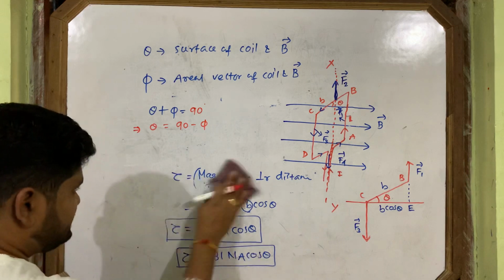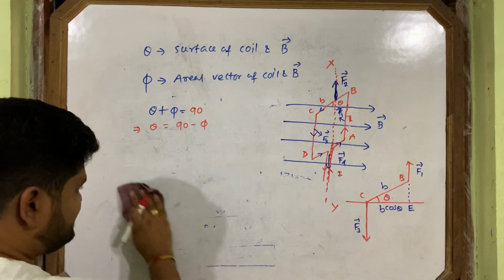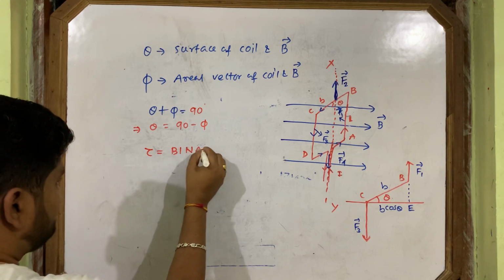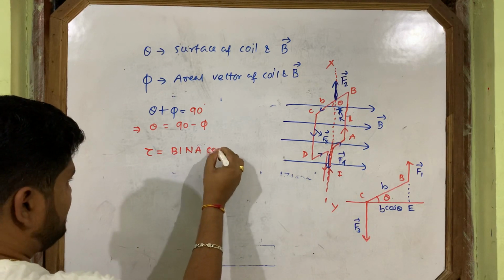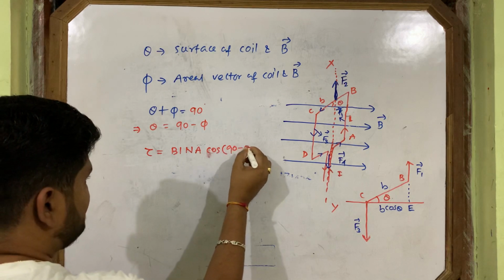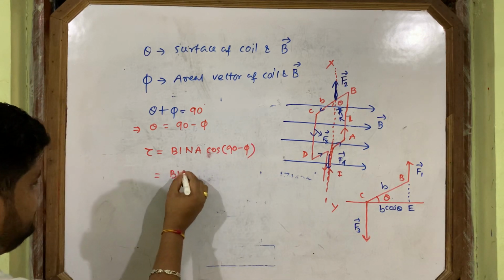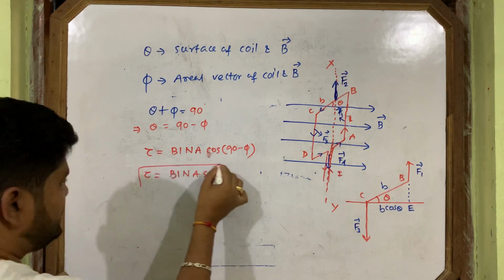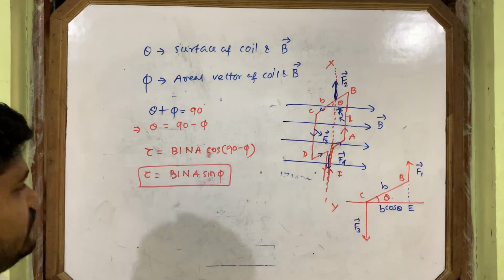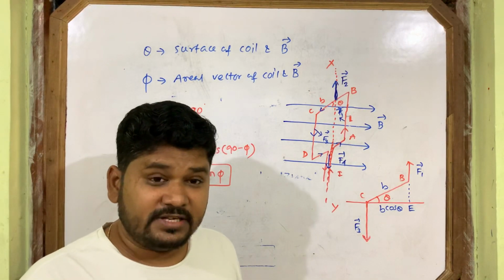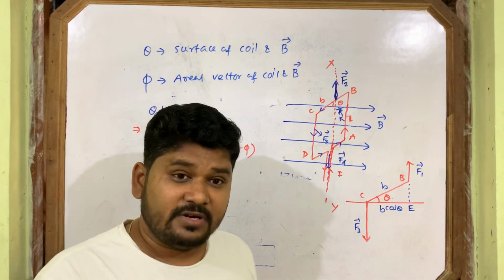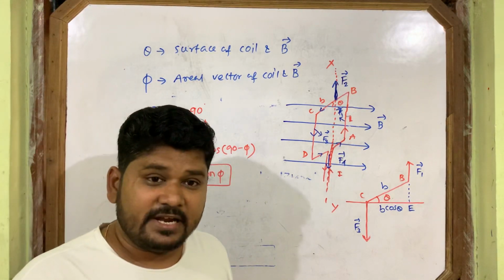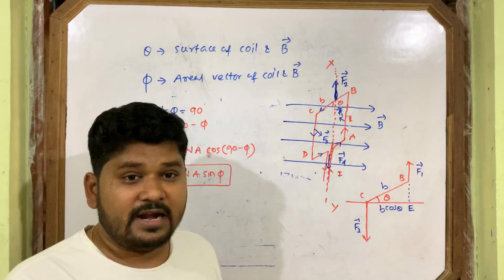Now you see the expression of torque. Torque is becoming NIAB, and it was cos theta. In place of theta I am writing 90 minus phi, so it is NIAB sin phi. There is no need to be confused about this torque. Some books write cos theta; those who write cos theta have taken the angle between the surface of the coil and the magnetic field. And those who write sin phi or sin theta are taking the angle between the area vector of the coil and the magnetic field.